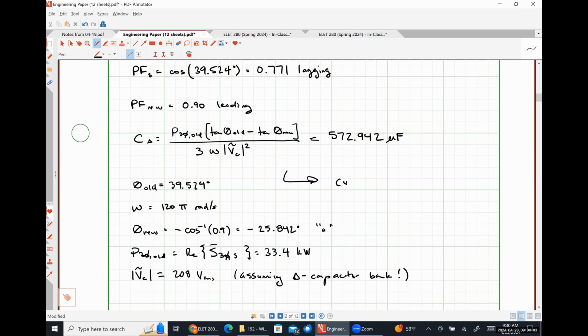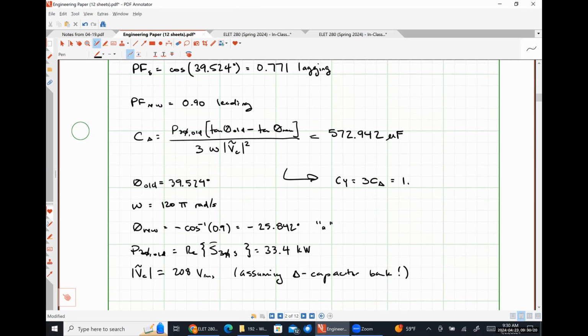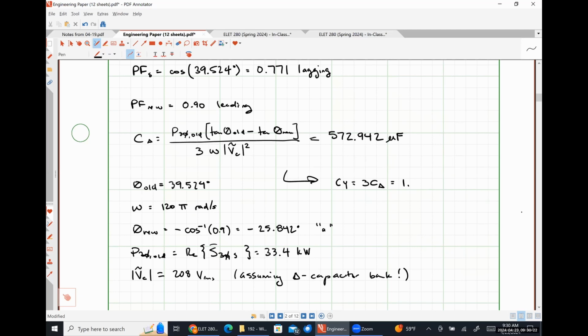If I wanted C Y, what could I do? Multiply this by 3. That gives 1.7188, so 1.719 millifarads.